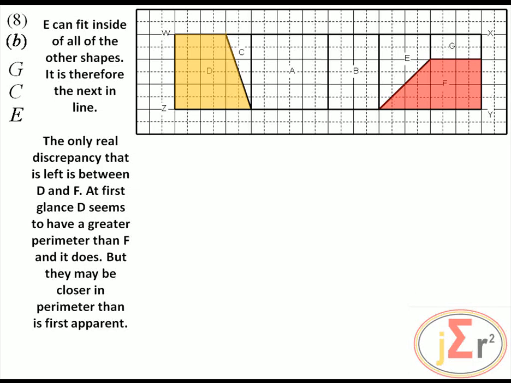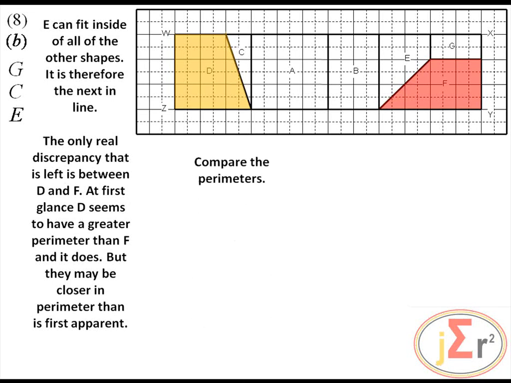Now, the only real discrepancy that is left is between D and F. At first glance, D seems to have a greater perimeter than F. It appears so. And it does. But they may be closer in perimeter than is first apparent. Let us see if they are really closer in perimeter than at first apparent.